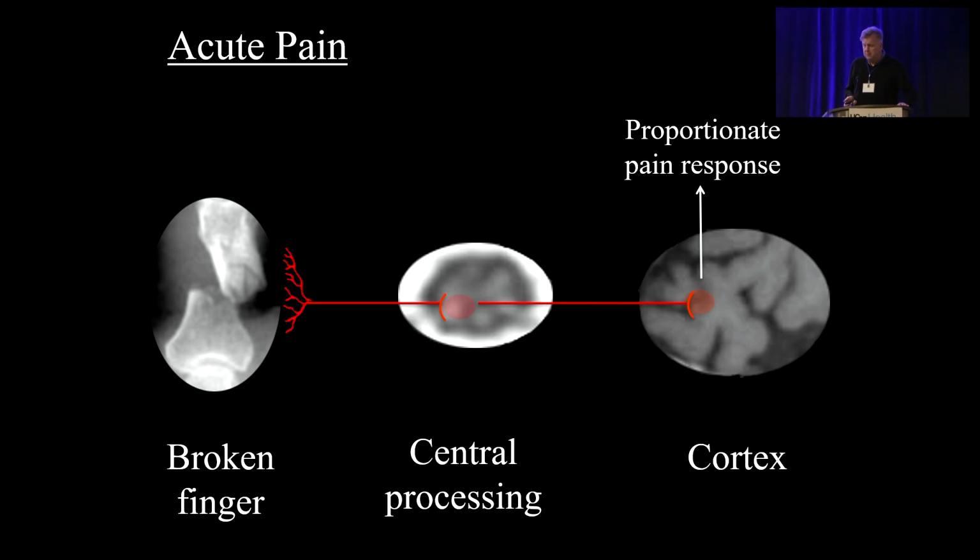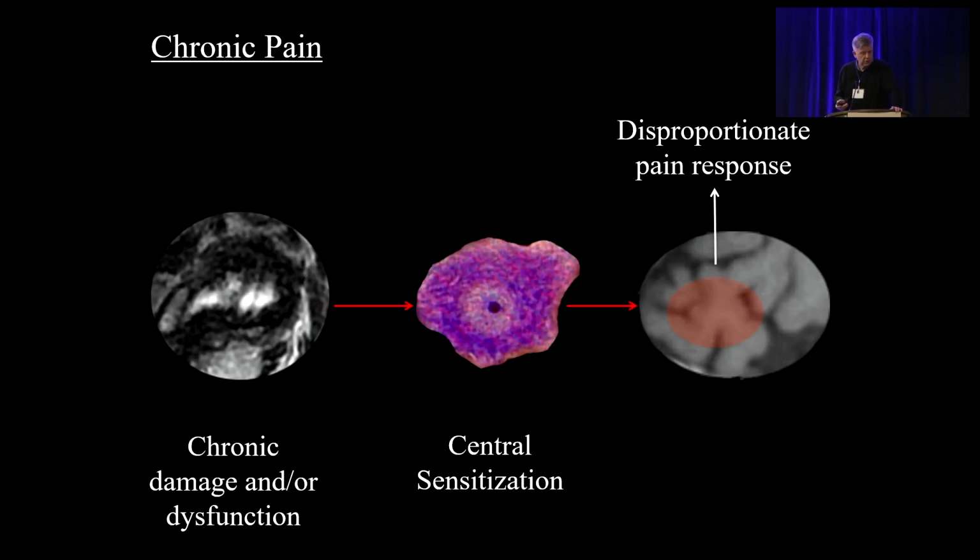So just as a quick reminder, acute pain is very simple. You break your finger or have some other injury. There's pretty much a direct correlation between the amount of pain you experience and the injury in the periphery. So that's pretty straightforward. Chronic pain is a different matter.